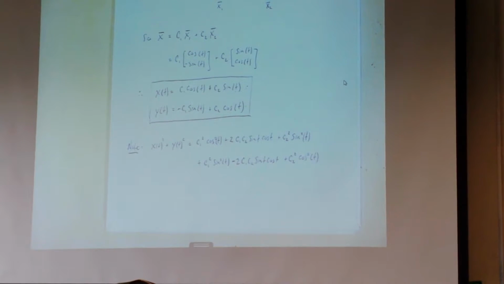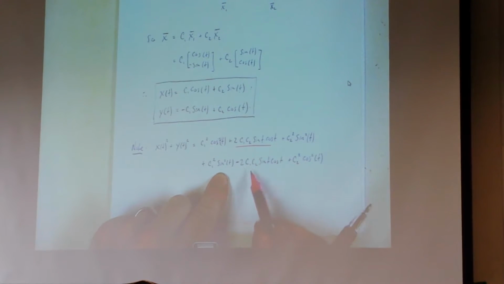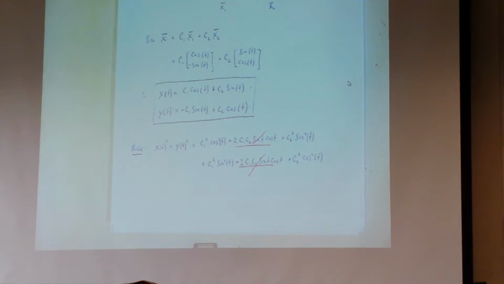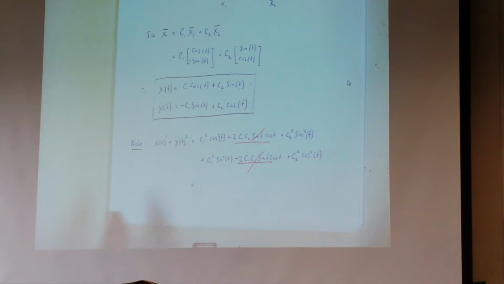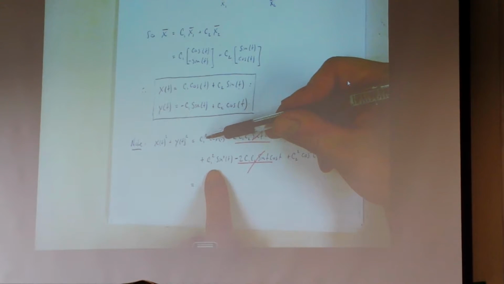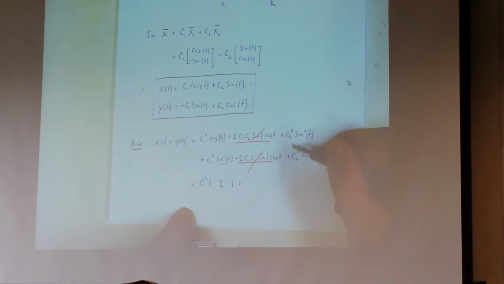All right, any like terms here? Yeah, look at that. Plus 2c1 c2 sine t cosine t minus 2c1 c2 sine t cosine t. Those guys knock each other out. What we've got left, c1 squared cosine squared t plus c1 squared sine squared. Factor out the c1 squared. And what's going on in here? Cosine squared plus sine squared is 1. Plus, factor out the c2 squared out of each of those terms, and sine squared plus cosine squared gives us 1.